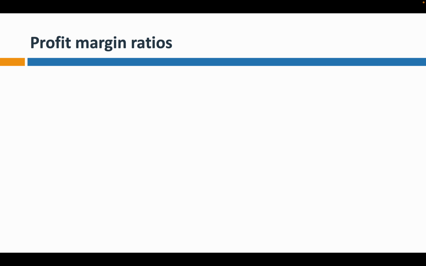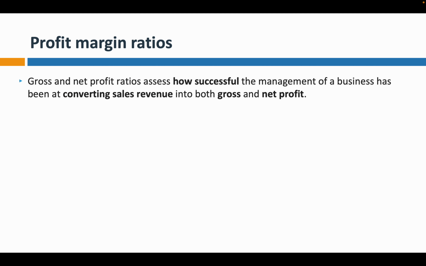And obviously, the first one would be the profit margin ratios. These can be split into two types, into gross profit ratio and net profit ratio. And they assess how successful the management of a business has been at converting sales revenue into both gross and net profit.